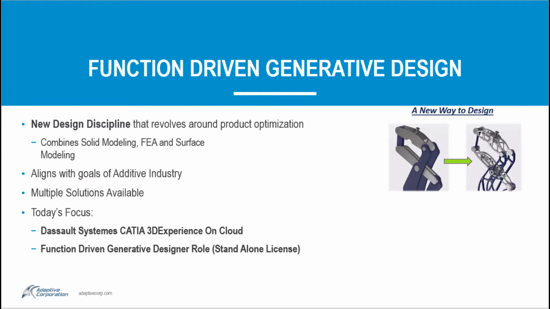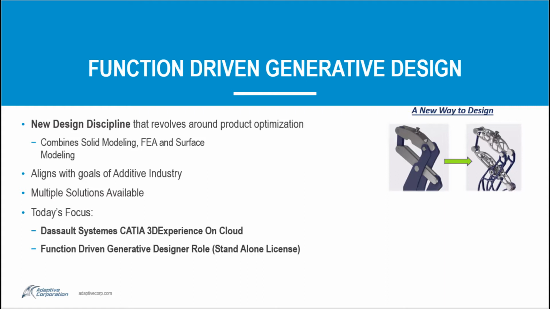As a result of the need for design optimization, a new design discipline has emerged to lead the way for additive manufacturing processes. This process is called function-driven generative design. It is truly a new way to design. The naming is appropriate as the general idea revolves around using a part's functional specifications and its design space reservation to help determine the optimal part.